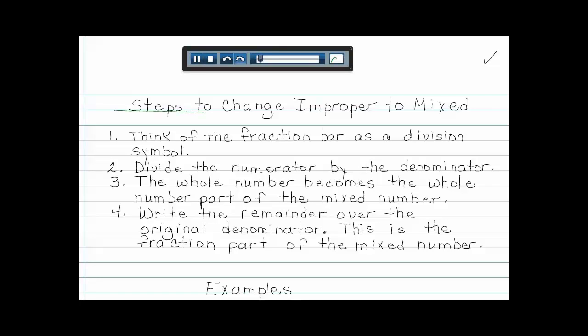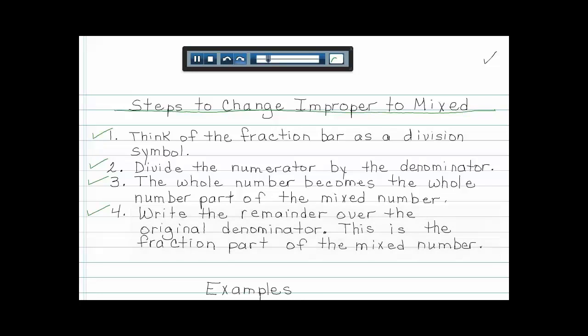An improper fraction can be changed to a mixed number, and there are 4 things to consider. First, think of the fraction bar as a division symbol. Second, divide the numerator by the denominator. Third, the whole number becomes the whole number part of the mixed number. And fourth, write the remainder over the original denominator. This is the fraction part of the mixed number.